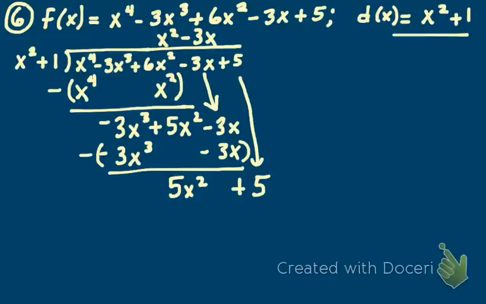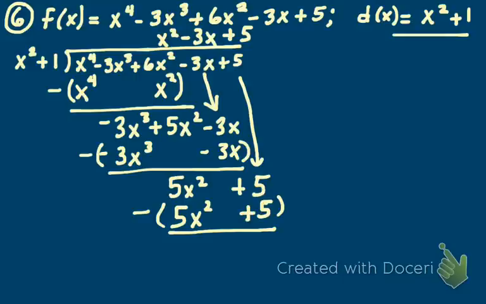One last time, I will ask myself, what would I multiply x squared by to get 5x squared? Pretty quickly, obviously, I hope that's plus 5. So I distribute the plus 5 to the x squared plus 1, and 5 times x squared is 5x squared. 5 times 1 is 5, and then we're going to subtract. Obviously, that's exactly like what I had, so that's going to be 0. So in this case, we have no remainder.